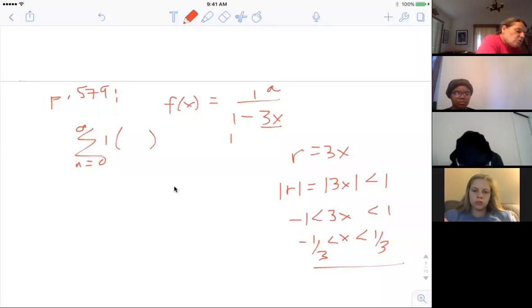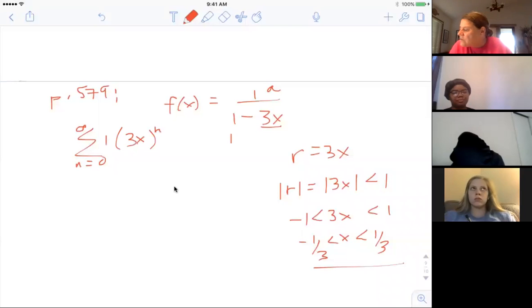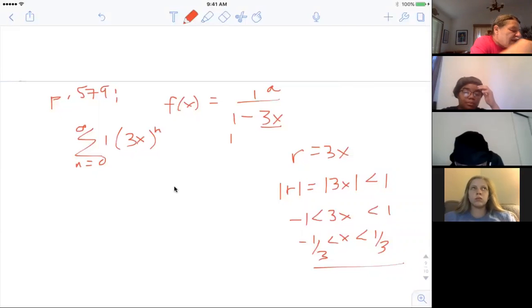My r was 3x, so I'll write that to the nth. And these were all about 0, okay? These were all around 0. They didn't tell you that in the book, but that's what it is. I will say a couple of things about how we write these things.